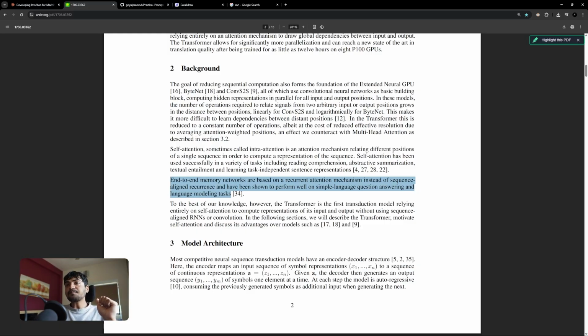So yeah, to the best of our knowledge, however, the transformer is the first transduction model relying entirely on self attention to compute representations of its input and output without using sequence aligned RNNs or convolution. In the following sections, we'll describe the motivation behind self attention, and discuss its advantages over other models. So that is pretty self-explanatory, and then we can move forward to model architecture.